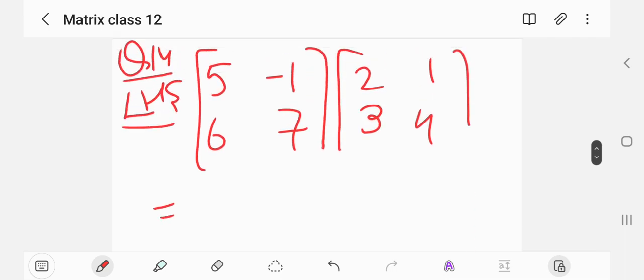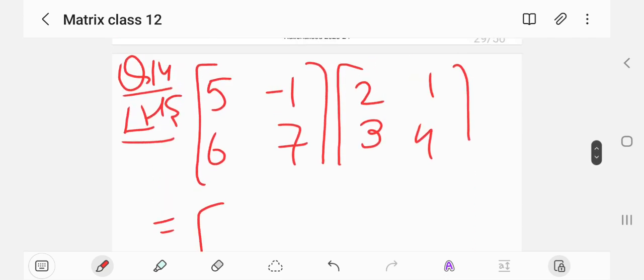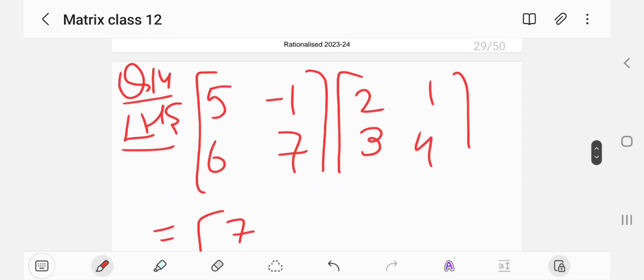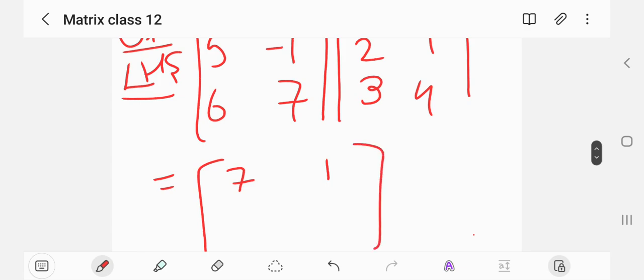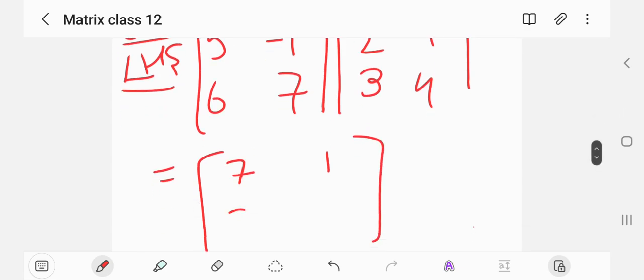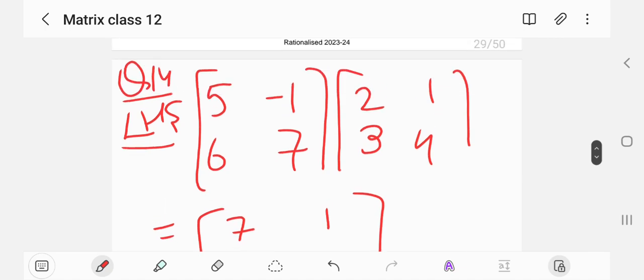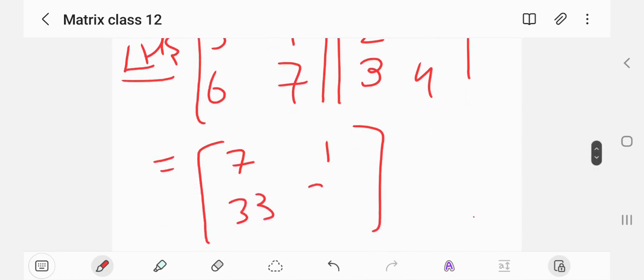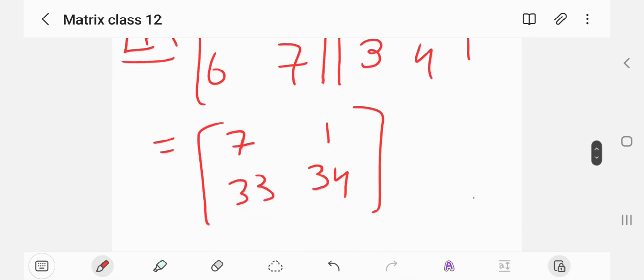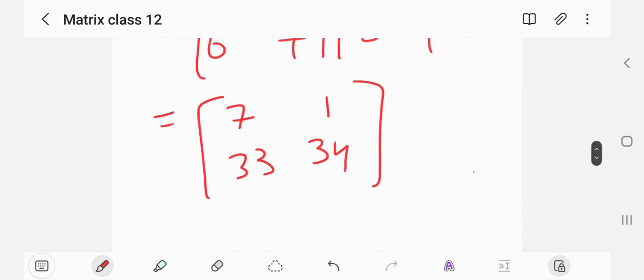So I multiply it in the similar way. I get 10 minus 3, which is 7, then 5 minus 4 is 1, then 12 and 21 is 33, and then 6 and 7 4 28, and 6, that is 34. I hope there is no mistake. Yes, 34. Okay, this is my left hand part.